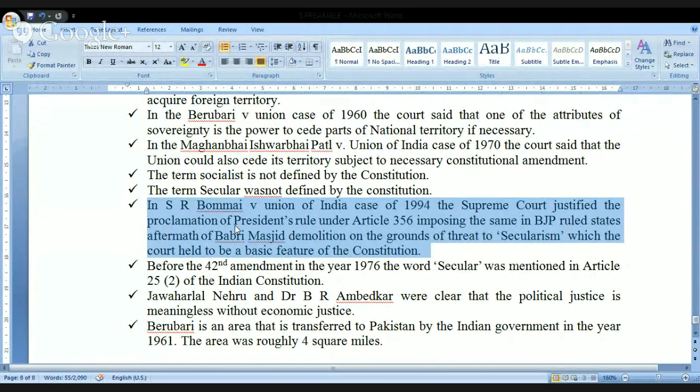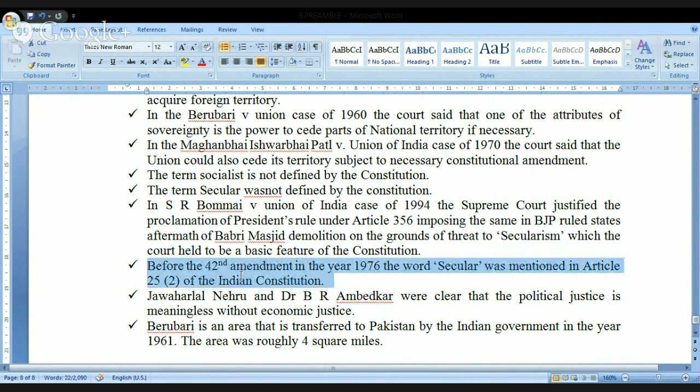Babri Masjid demolition, you know what this is? And later, the President's rule was imposed, and during that time, the court used again the concept of secularism on the grounds of a threat to secularism. During that time, the court reiterated secularism to be a part of the basic feature of the Constitution. Look at this. Before the 42nd Amendment in the year 1976, the word secular was not mentioned.